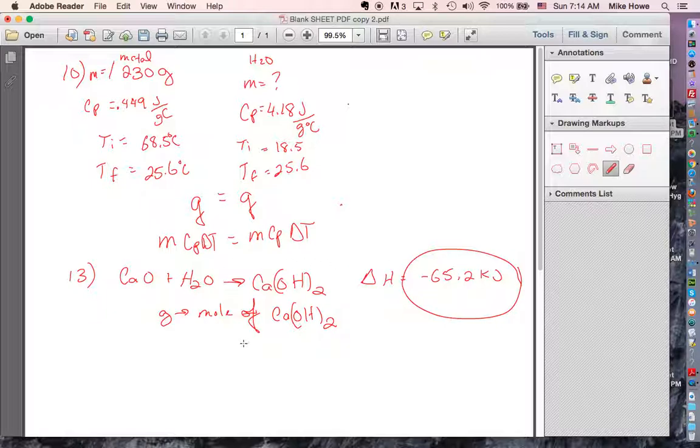Okay, so this is actually a very straightforward question. You know how many moles of calcium hydroxide, you know that this many kilojoules per mole, so you just multiply whatever the moles are by 65.2 kilojoules per mole, and you have the number of kilojoules. So the next question is number 14.